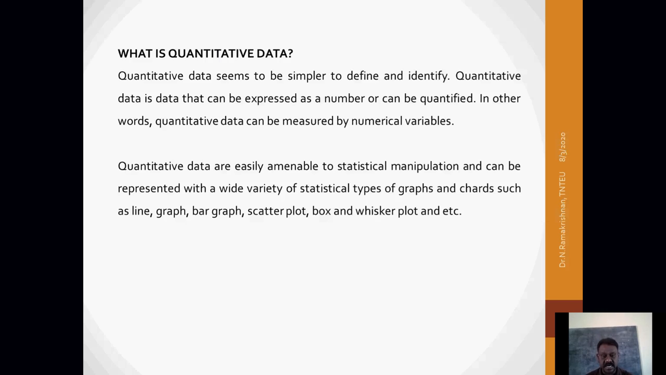Quantitative data is data that can be expressed as a number or can be quantified. In other words, quantitative data can be measured by numerical variables. And quantitative data are easily amenable to statistical manipulation and can be represented with a wide variety of statistical types of graphs and charts, such as line graph, bar graph, scatter plot, box and whisker plot, etc.